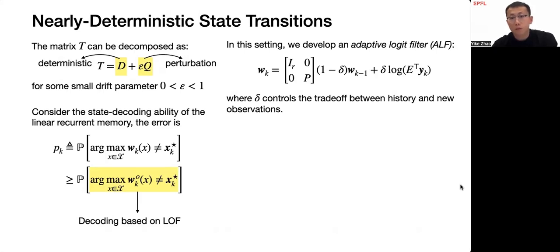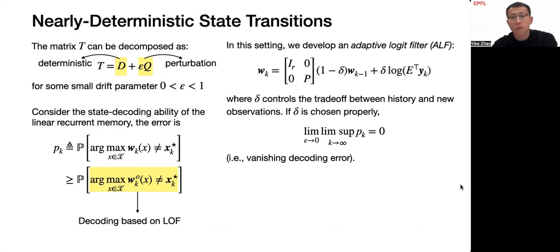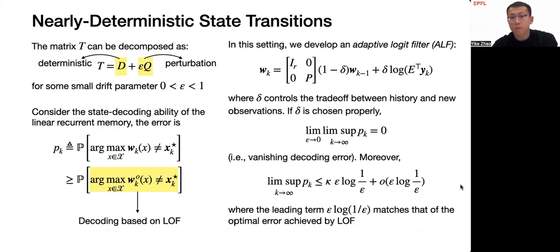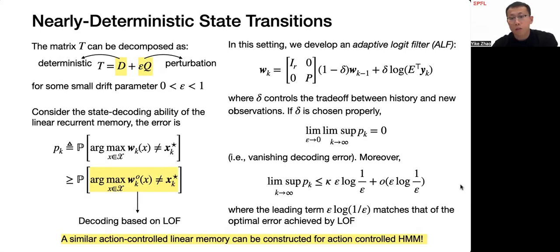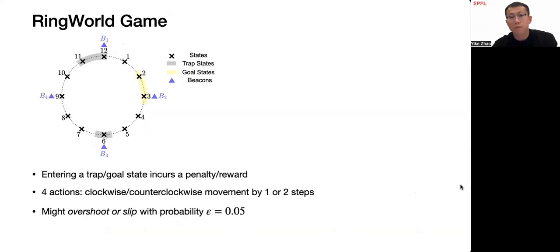In this setting, we develop an adaptive logit filter, ELF. So here delta controls the trade-off between the history and new observations. If delta is chosen properly, as epsilon goes to 0, we also have vanishing decoding error. Moreover, the error is close to the optimal one achieved by using LOF. And for the action-controlled hidden Markov model, we can construct a similar linear memory with the same performance guarantee.